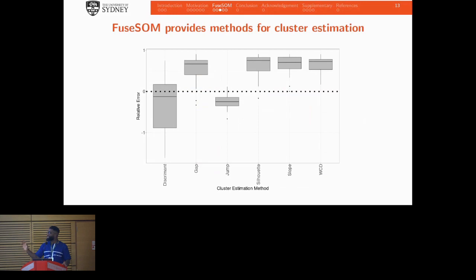So this is an addendum to the method. As with most clustering methods, you need to specify your number of clusters beforehand, and this is often an art more than a science. So we try to make this accessible to people. We implemented a few cluster estimation methods in the package, and here I have provided you the relative error of these methods. This gives you the difference between the true number of clusters and the predicted ones. You can see there are 2 that are closest to 0, so 0 is perfect. The discriminant and jump methods are actually the best performing ones.